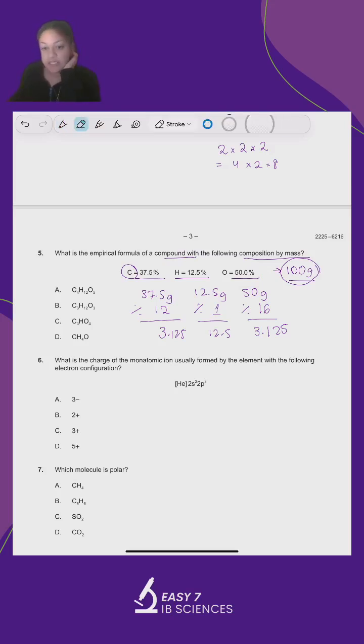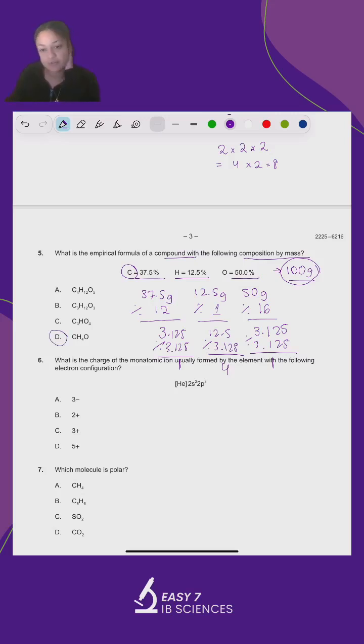Perfect. So in that case, what we do next is to find the ratios of these to each other, we have to divide by the smallest number, which in this case is going to be 3.125 because that is the smallest number we see. So we're going to divide by 3.125 to find out the ratio of them to each other. So that will be equal to 1, this is going to be equal to 4, and this is going to be equal to 1. 1, 4, 1. So the correct answer is CH4O.